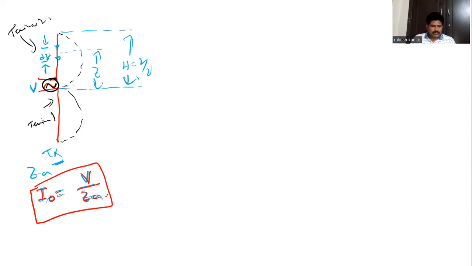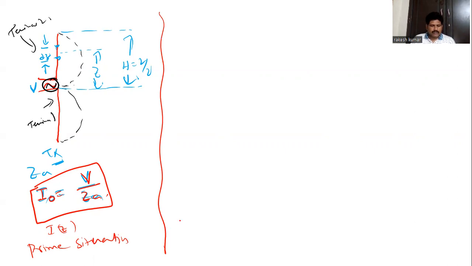Similarly, the current at any point z along the antenna is I(z). It is called the prime situation. Now consider the same antenna for receiving.